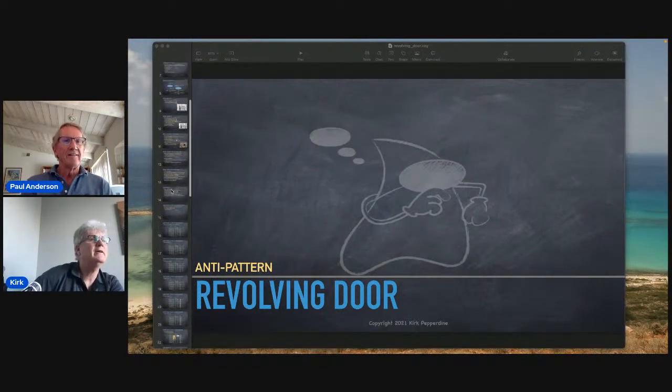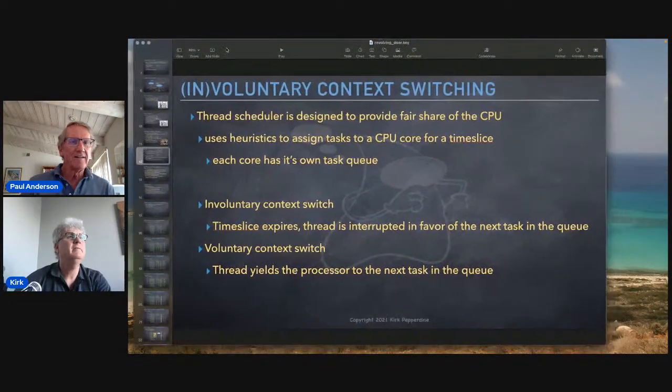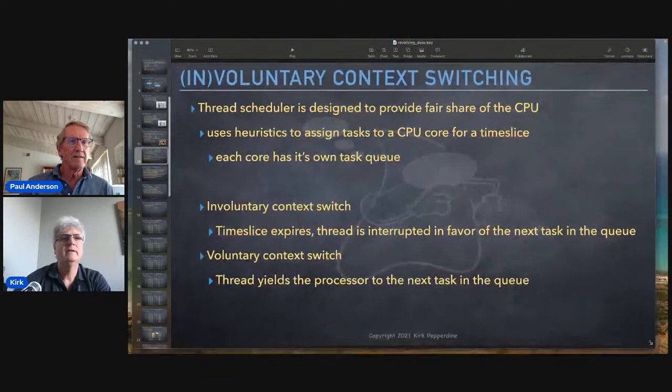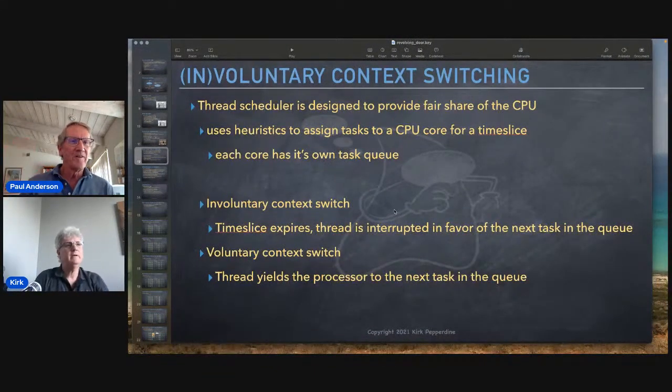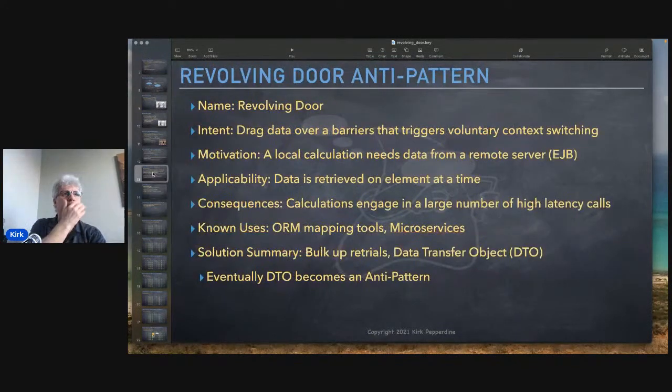So where were we? Oh yeah, I was talking about voluntary and involuntary context switching. Involuntary context switching, and voluntary context switching is: I'm doing something, I'm going to stall, and that's going to cause the thread to yield the processor to the next task in the queue. So these concepts will become important as we progress through what's happening here.